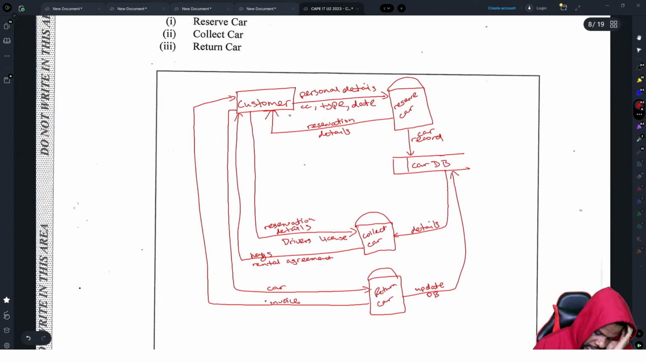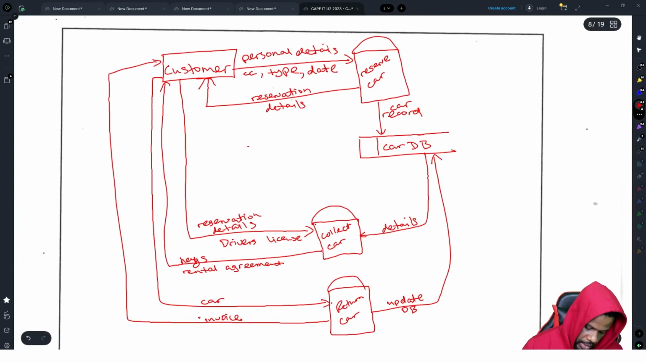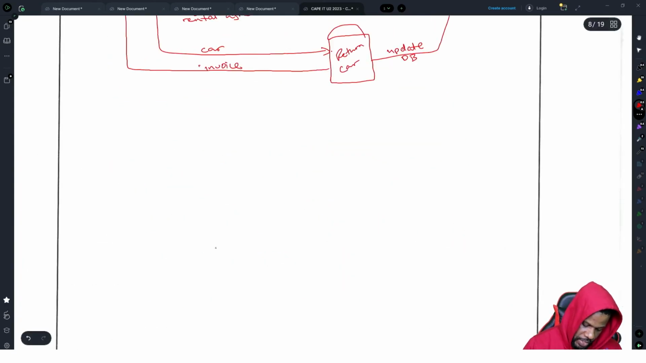Customer sends the personal details, reserve car will reserve it and send the reservation details. Then the customer will take the reservation details and the driver's license to collect the car. They will give them the keys and the rental agreement. They pull the details about the car from the car database, get the rental agreements. And then the customer is going to return the car to the return car function. Return car is going to send back an invoice and then update the database with all the information they got from the car. Bob's your uncle. That is a lot for 6 marks.